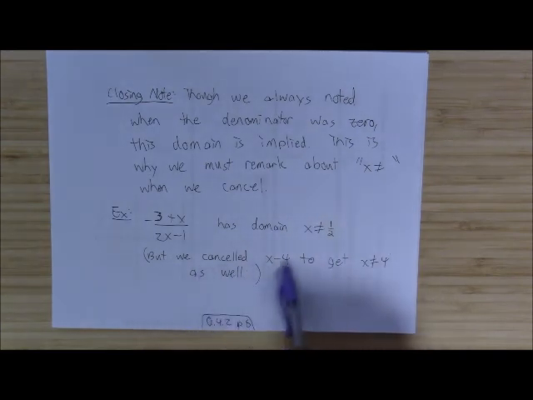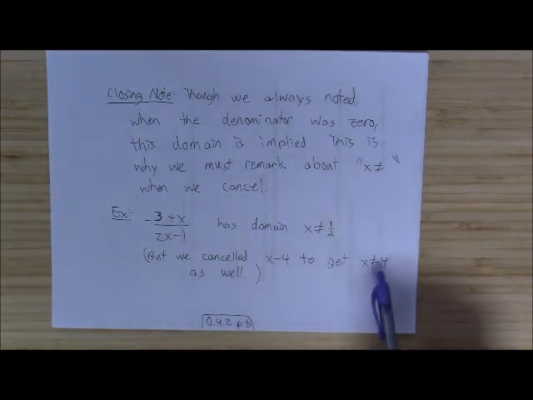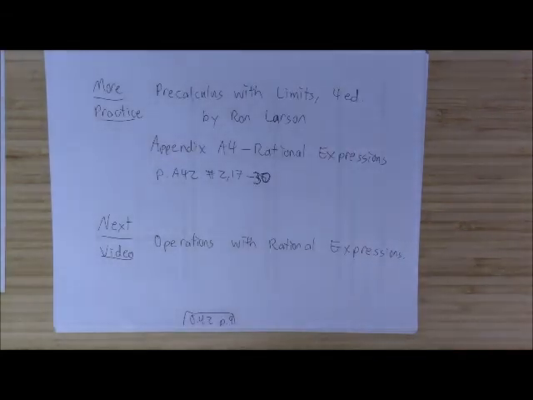Which is why when we canceled the x minus 4, we had to write in that x does not equal 4 as well. For more practice at working with rational expressions and simplifying them, be sure to look at page A42 of the textbook and look at problems 2 and 17 through 30. In our next video, we'll use what we learned in this one to handle operations with rational expressions.